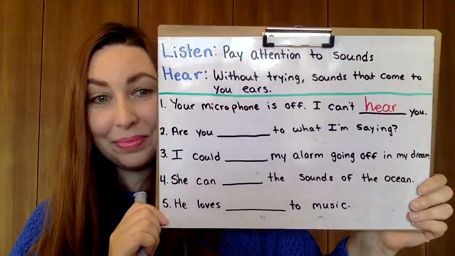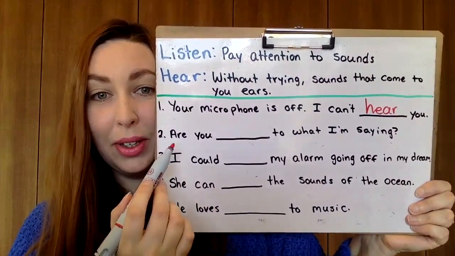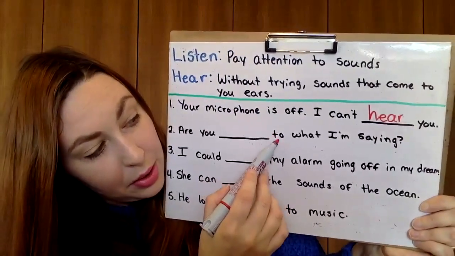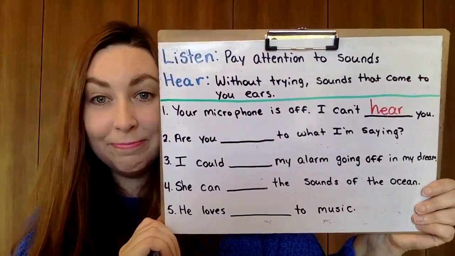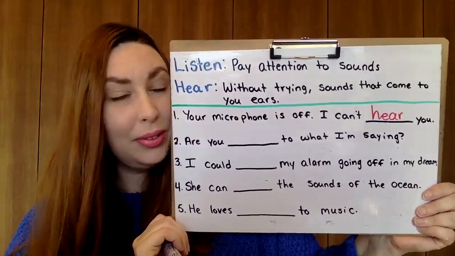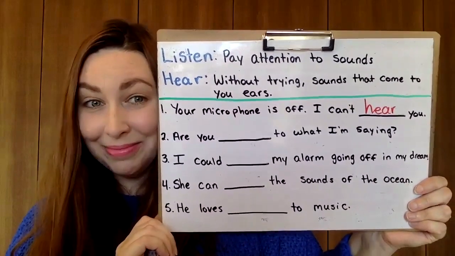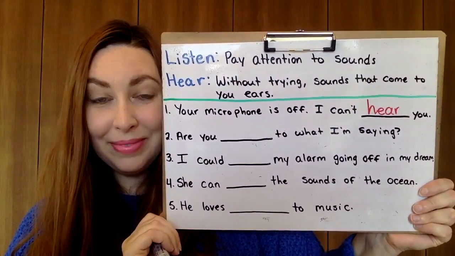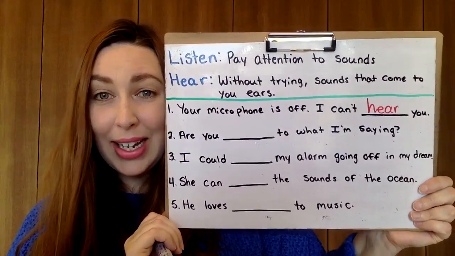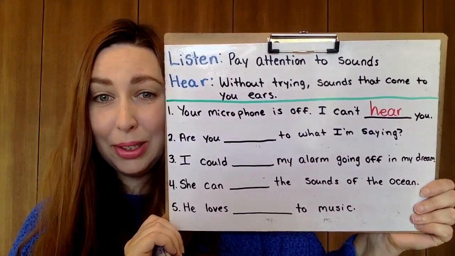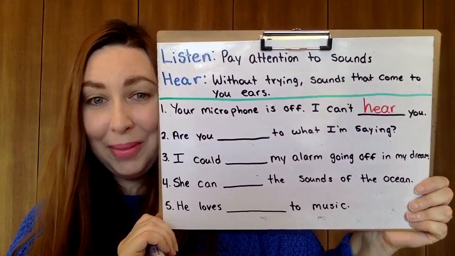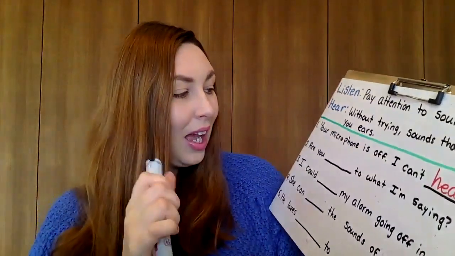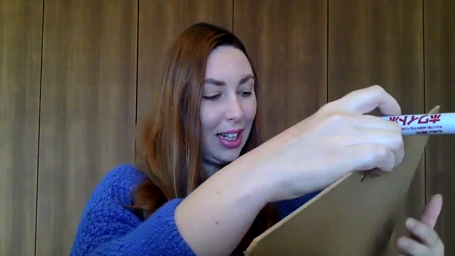Okay? So number 2, are you to what I'm saying? Are you to what I'm saying? So this one should be a pretty easy one. So try and change the verb to fit the sentence, okay? All right, okay. Are you, I'll write my answer.